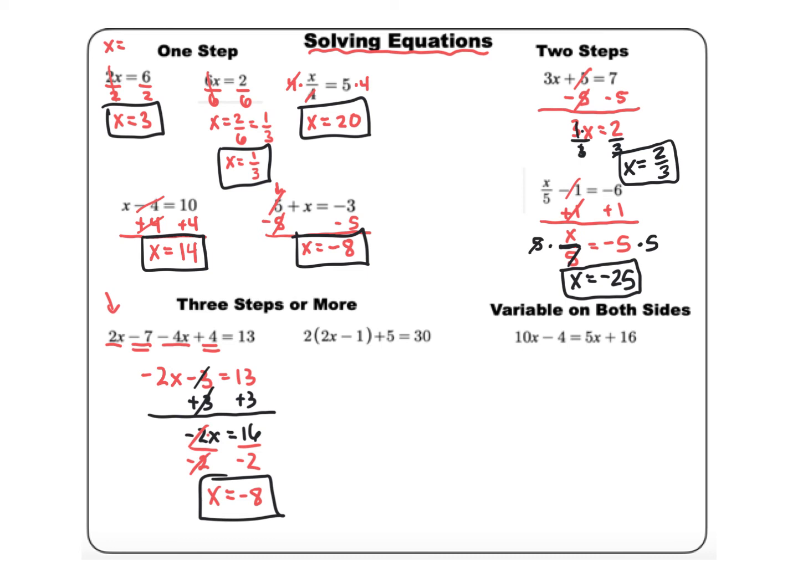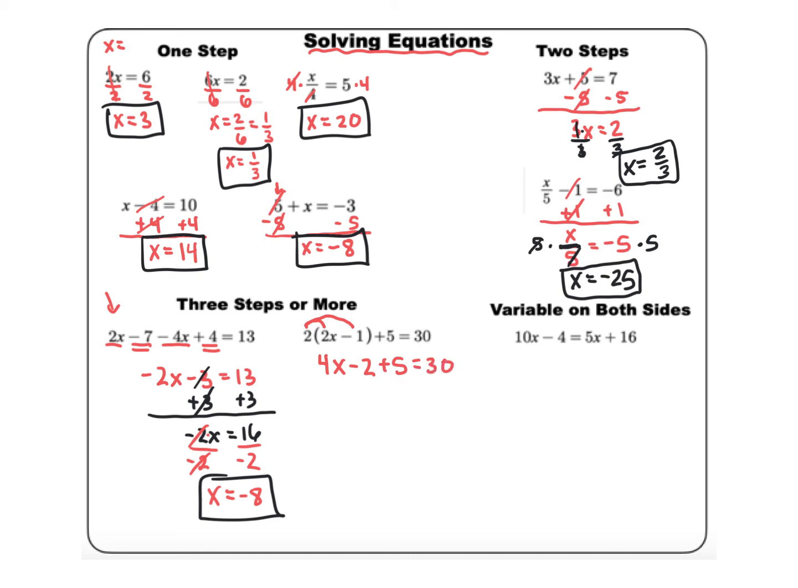And then we also have that distributive property that was in one of our previous videos. So let's go ahead and use the distributive property and then clean things up. So I'm going to go and distribute that 2 in there first, okay? And it seems like a kind of backwards move, but you'll see why that's important in a moment. So I'll have 4x minus 2 plus 5 equals 30.